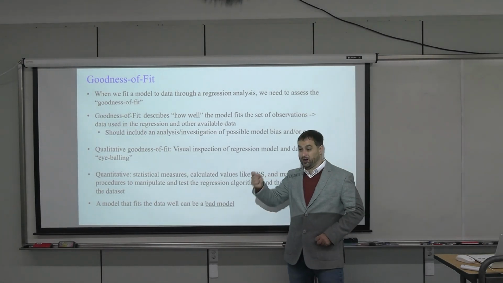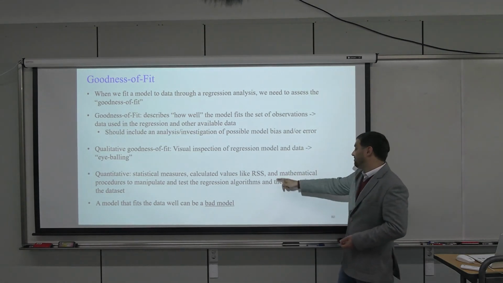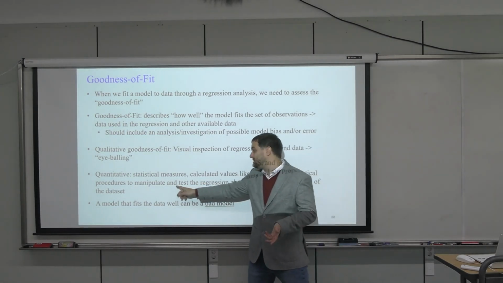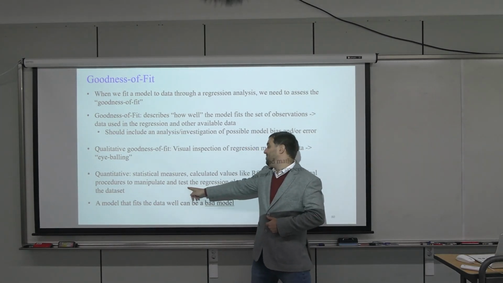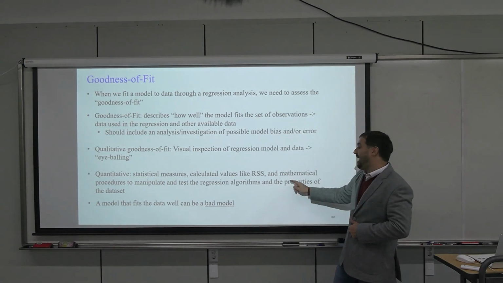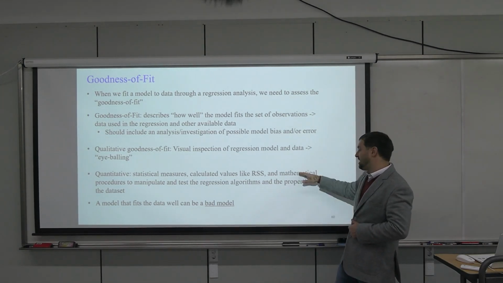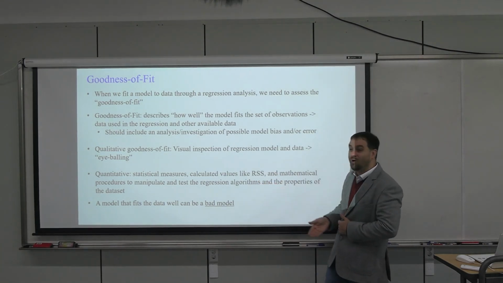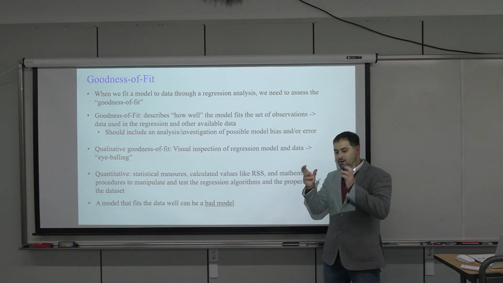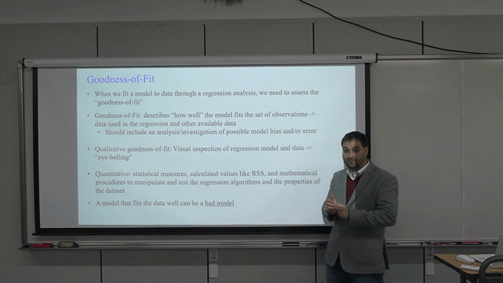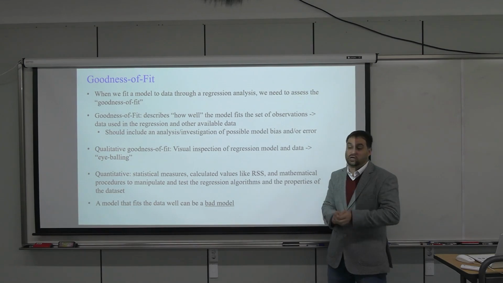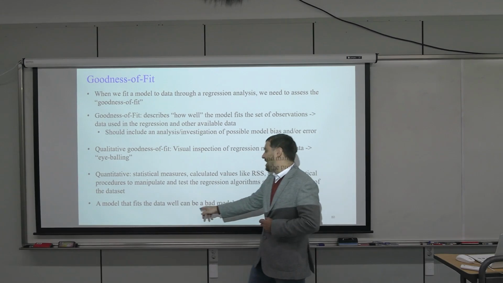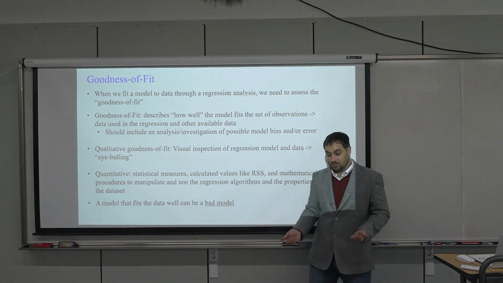So the residual sum of squares is just a number, okay? And then there are also mathematical procedures that we can manipulate or change or modify, and then test the regression algorithms and the properties of the data set. So there are actually different mathematical procedures, which is going to be the next module. We'll go over some of those procedures where, using our existing training set, we can manipulate or modify it and then get additional information. And remember, a model that fits the data well can also be a bad model, okay?